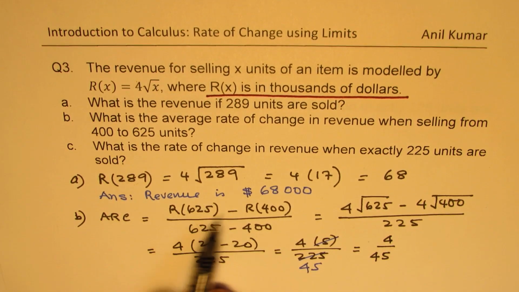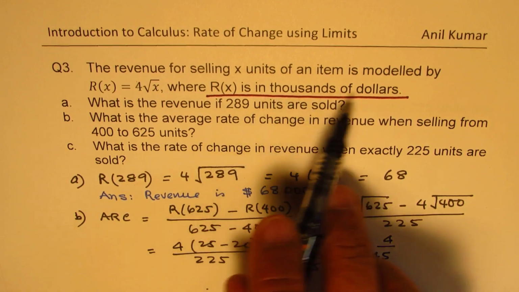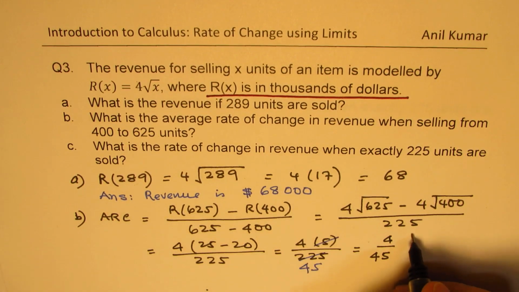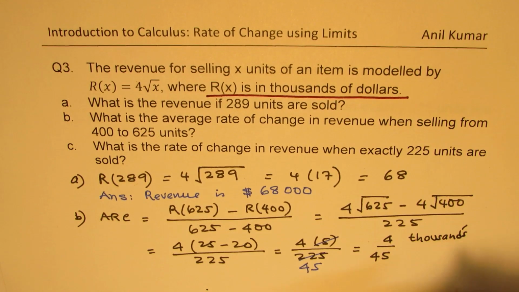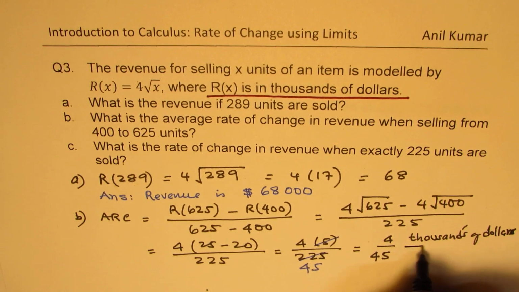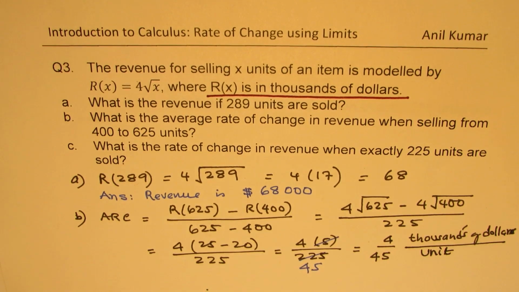Now, in the numerator is revenue, right? Thousands of dollars, right? So it is thousands of dollars per unit sold, correct? So that becomes the unit for the average rate of change. Is that clear to you, right? So that is how we are going to solve this question.